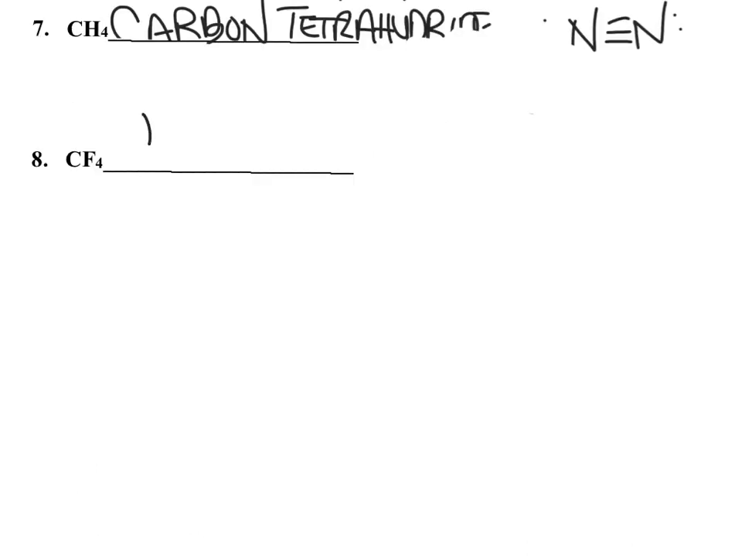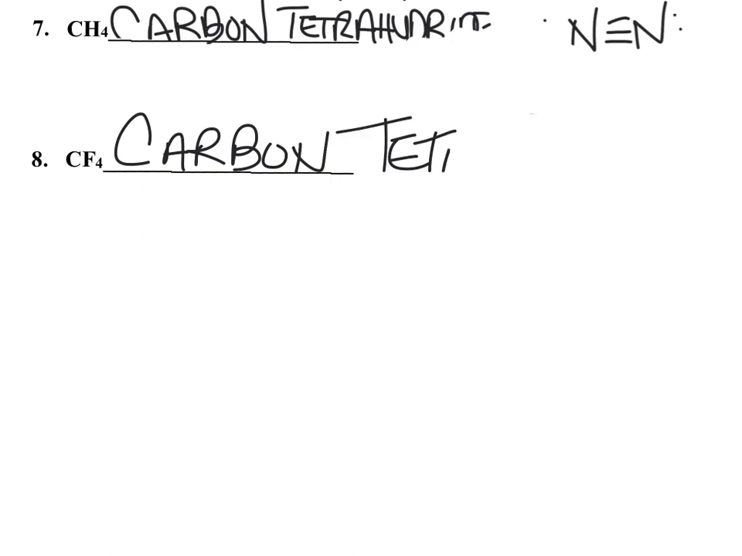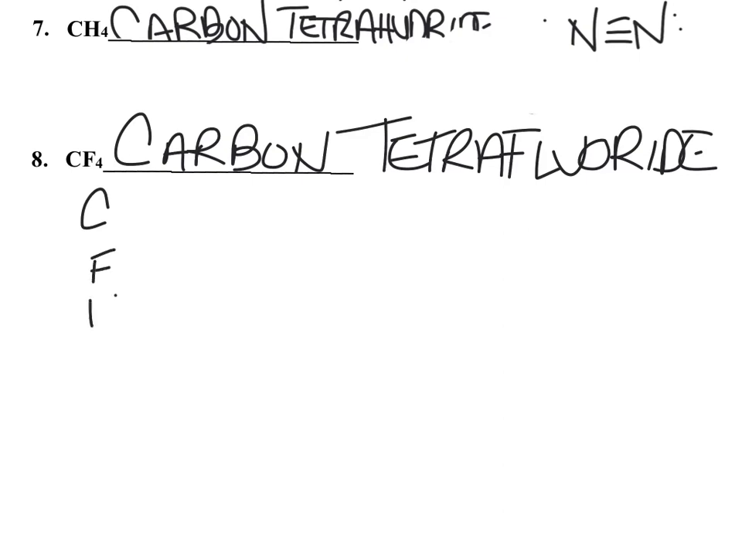1 carbon, 4 fluorines. That would be carbon. 4 is tetra, right? And fluorine turns to fluoride. So carbon tetrafluoride. Awesome. 1 carbon, 4 fluorines. Excuse me. Each carbon has 4. Each fluorine has 7, right? Carbon's in group 14, so it has 4 valence electrons. Fluorine's in group 17. It has 7 valence electrons.